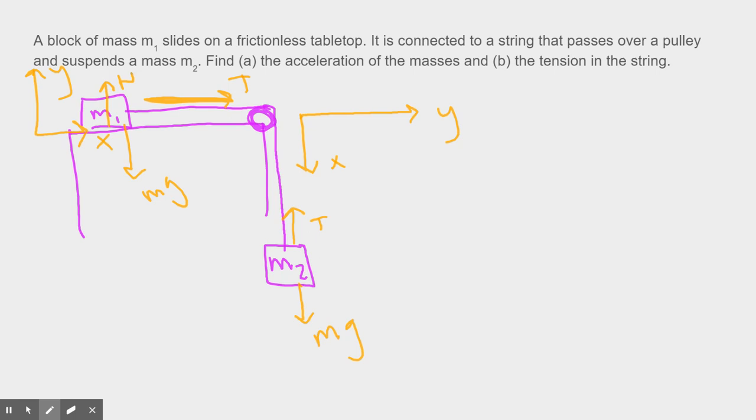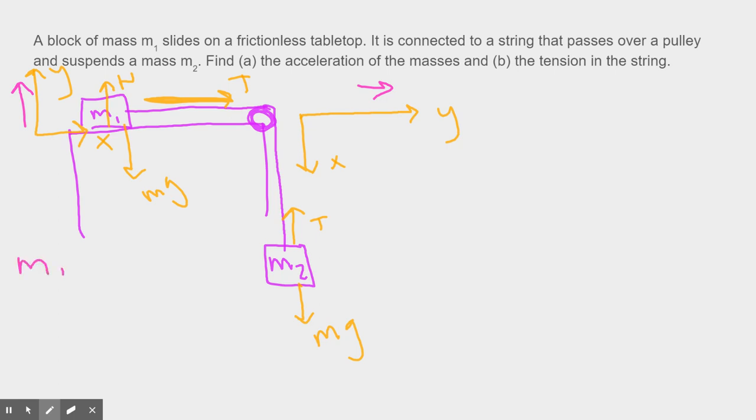So let's see what we need to do. Let's think through this. We're looking for acceleration. So the first question we should ask is, is there any acceleration in the y direction? No, there is not. We have no acceleration here, and we have no acceleration here. Everything is in the x direction because we've set our coordinate system accordingly. So that being said, we're going to ignore the y direction and let's look at what's happening in the x direction.